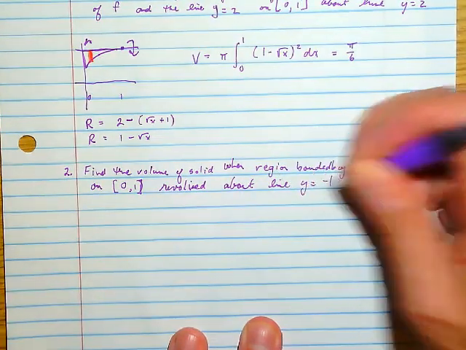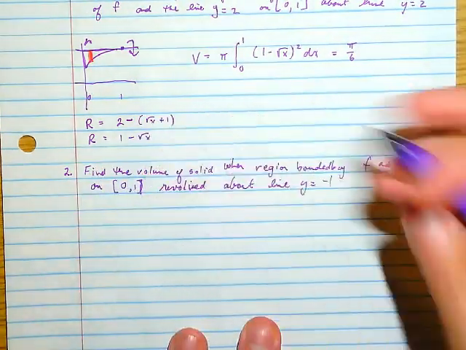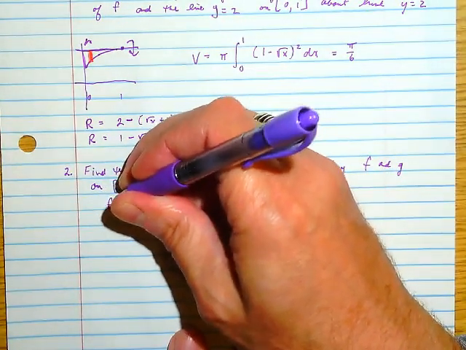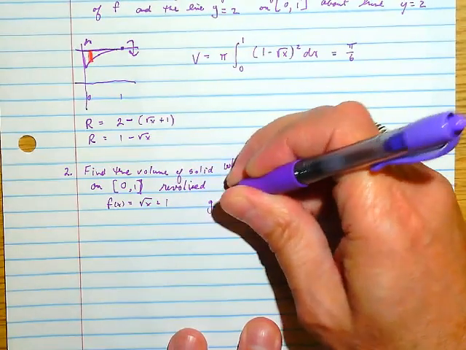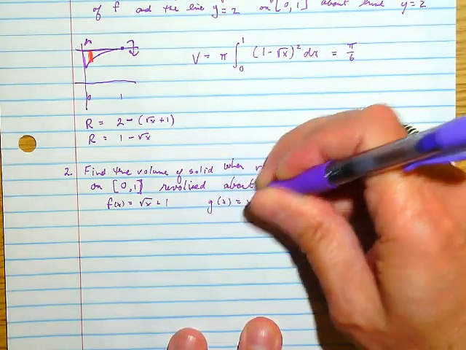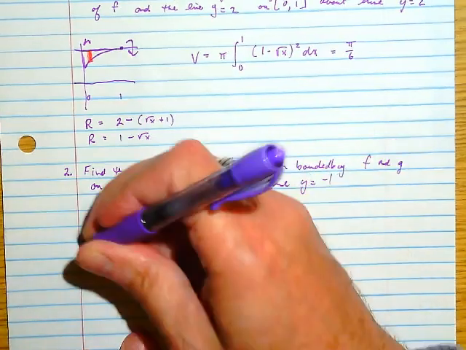y equals negative 1. And just as a reminder, f equals square root of x plus 1. g is x squared plus 1. So I'm going to graph those real quick.